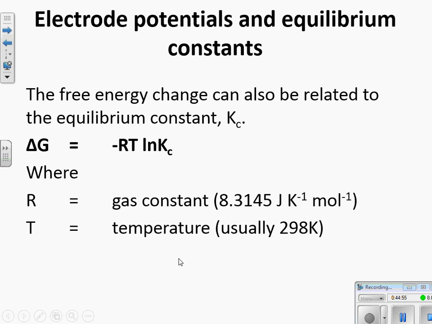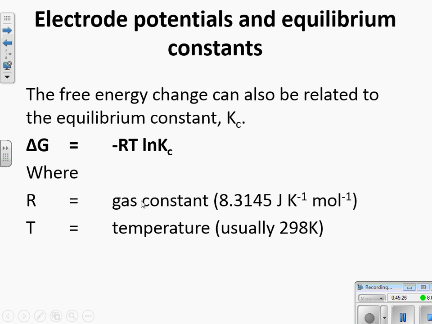Okay, now, different topic here, and only 2 slides on it. But again, it's just to bring a little loop back to the last learning outcome. Free energy change can be related to the equilibrium constant. This time, delta G equals minus RT natural log of Kc, and Kc is the thing we want to work out.